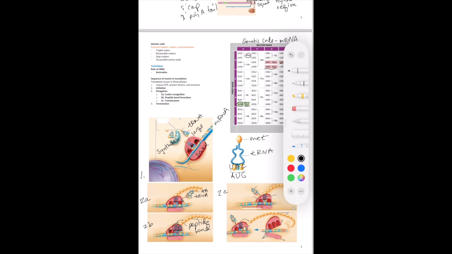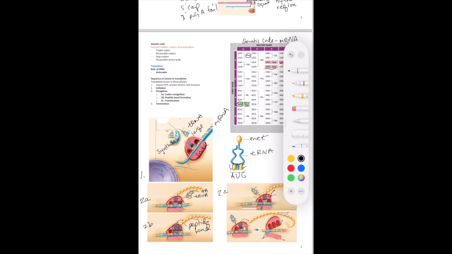That's what happens during step 2C, which is translocation. The ribosome moves in that direction, and we get the removal of that tRNA. That process continues, where we get a tRNA with the amino acid into the A site, then peptide bond formation, and then the movement of that tRNA out.